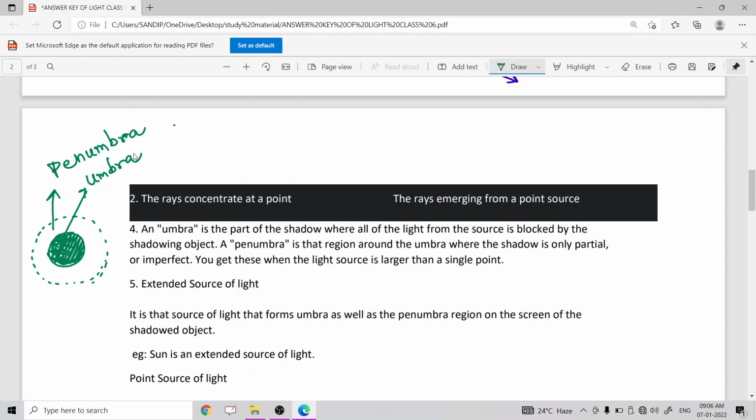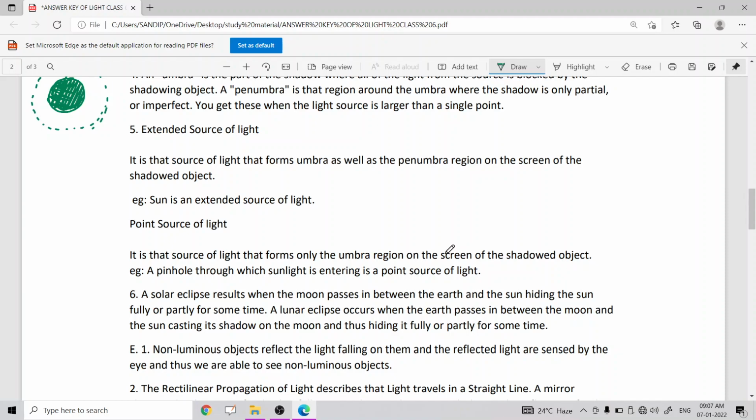Now we move to our next topic, that is point source of light and extended source of light. Here we first discuss the extended source of light. An extended source of light is a source that forms both umbra as well as penumbra region on the screen behind the shadowed object. The sun is an extended source of light.